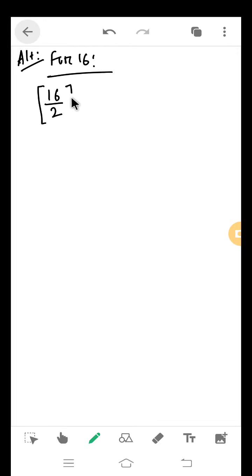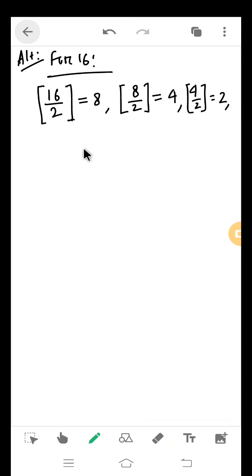So process में क्या होता है? 16 factorial given. So for 16 factorial, alternate way, you have to divide 16 by 2 and take the integral part. ये ब्रैकेट का मतलब है कि you have to take the integral part only. तो 16 को 2 से डिवाइड करेगा तो इंटीग्रल पार्ट होगा 8. Then you divide 8 by 2 and take the integral part, 4. Divide 4 by 2, take the integral part, you will get 2.